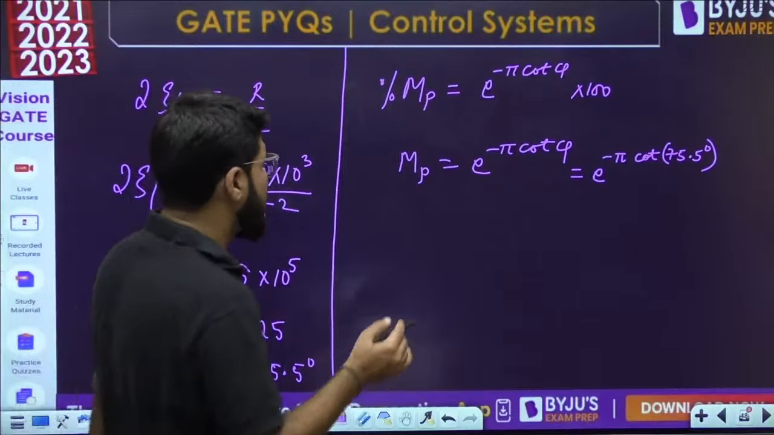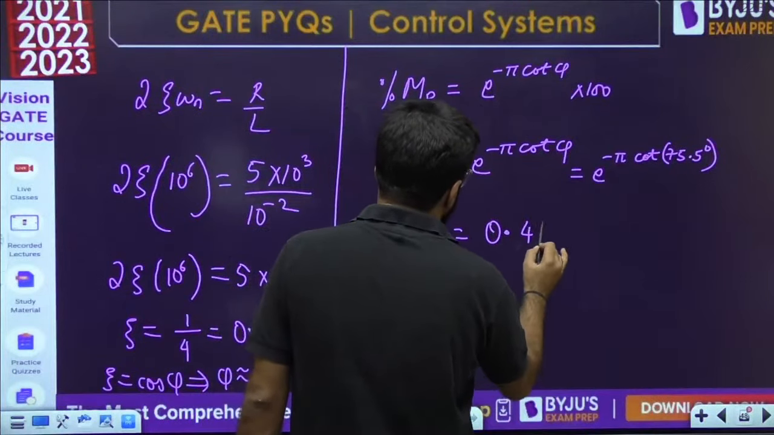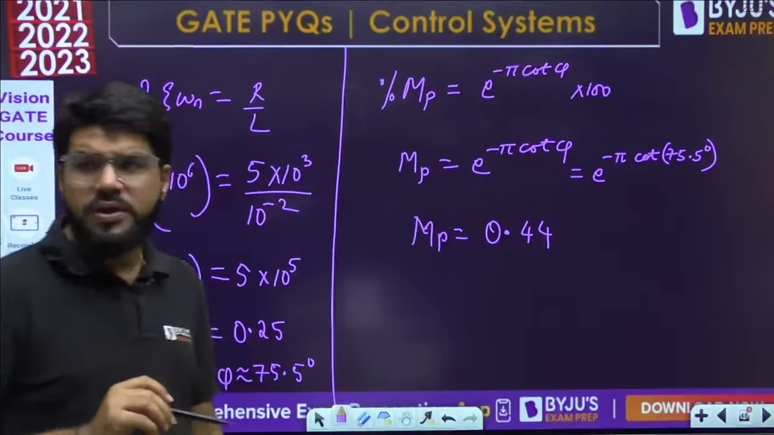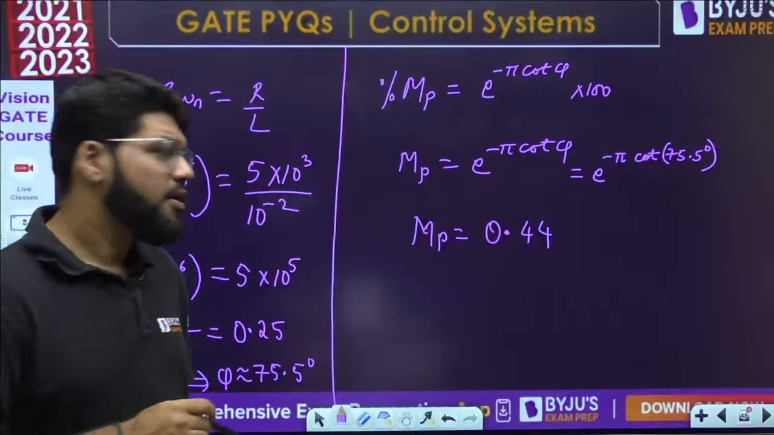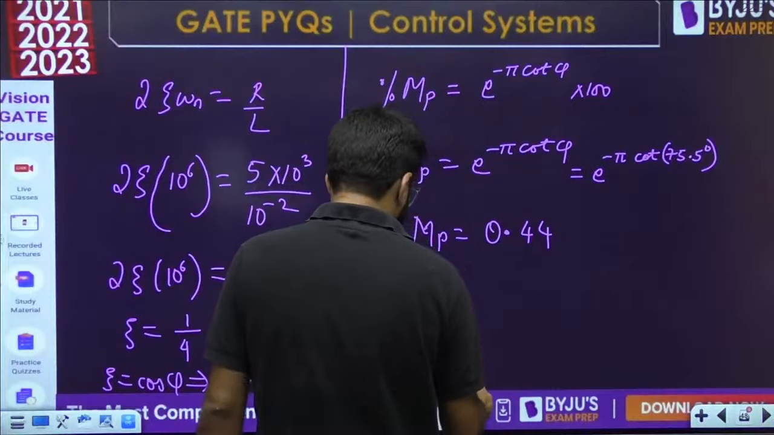So 0.44. So what is the overshoot coming up to be? Approximately 0.44. Now what is this overshoot? Okay, good evening, Soumya. What is this overshoot? This overshoot is known as the CT max.